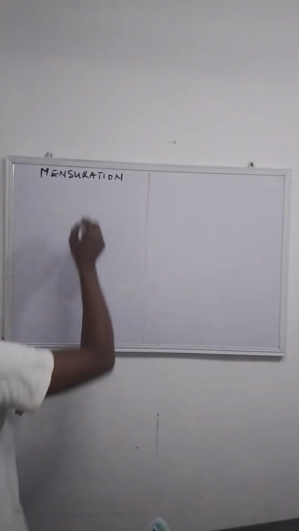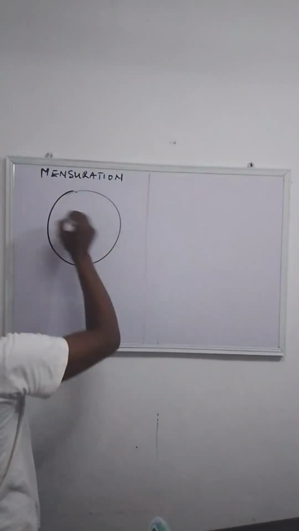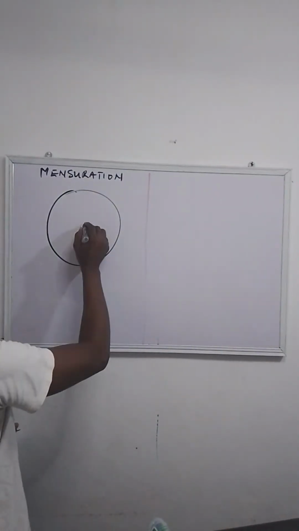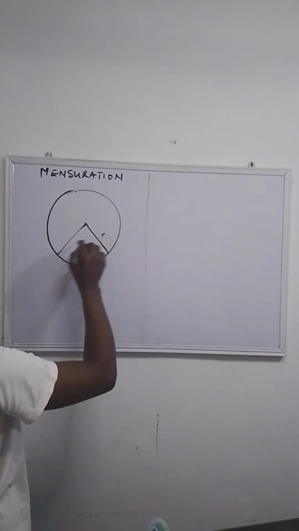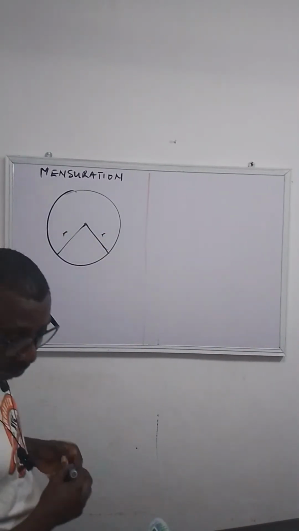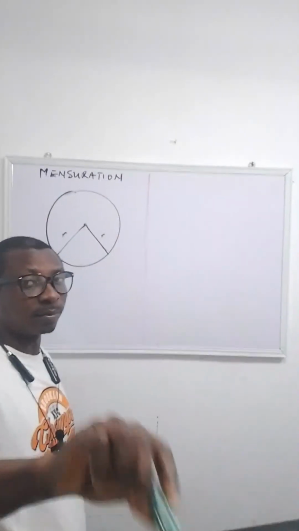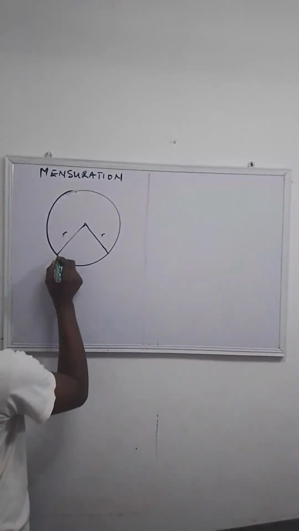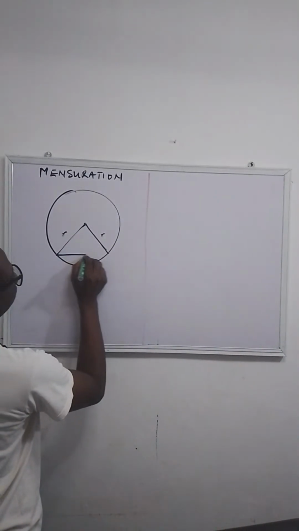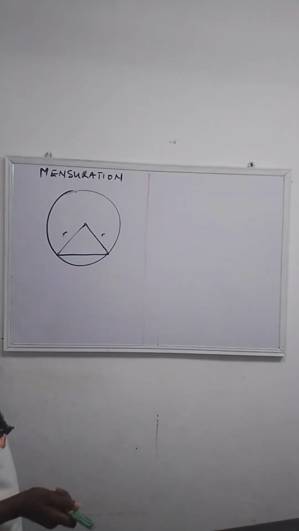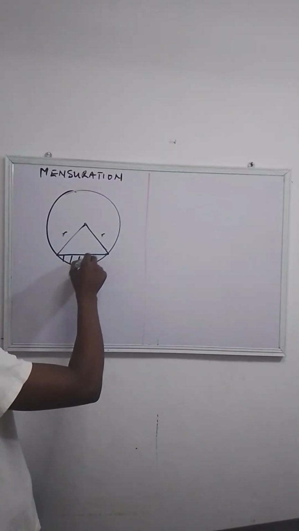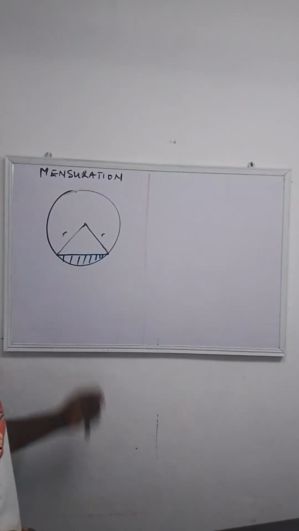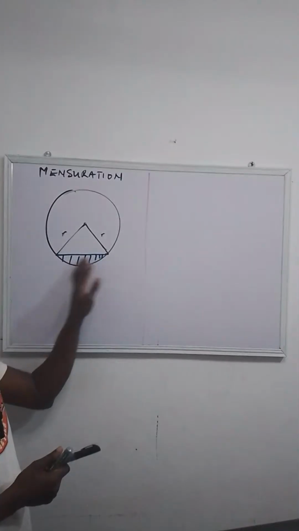Now, I've given a recap of what we did in the last class. So now, if this is a circle and we have two radii of this form, this is a radius, this another radius, and there is a chord here. This is a chord. Now, we have a minor segment. So how do we get the area of this minor segment?